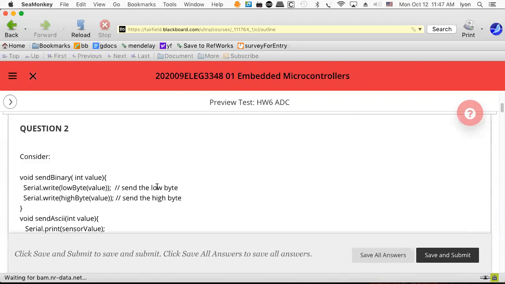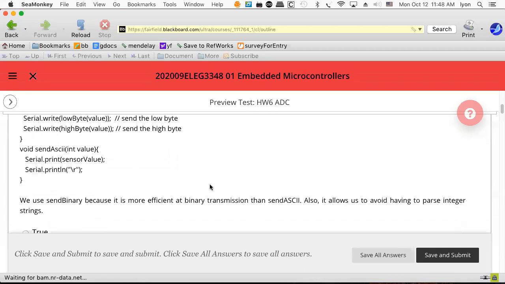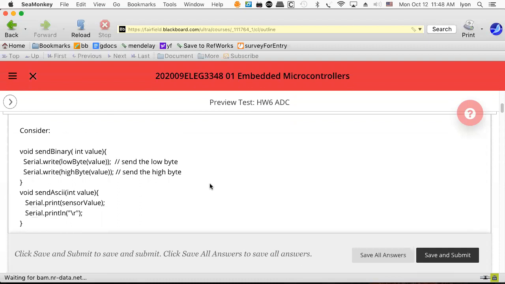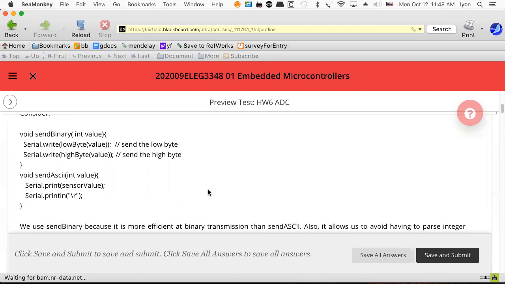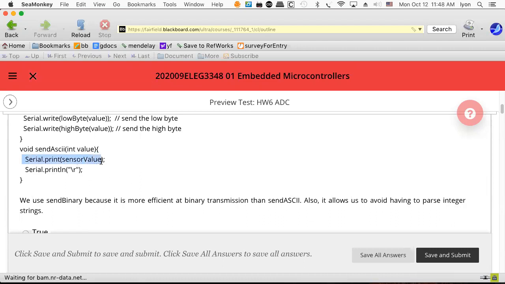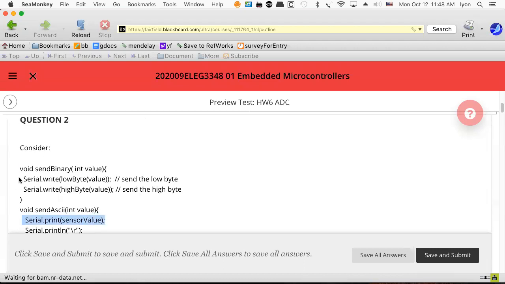So here comes another question. Let's see, send binary. So we saw the send binary thing, and now it looks like it's taking value low byte and then taking value high byte and writing it out to the serial port. And so it's doing it, I would call it numeric values, one byte at a time. This is how we send ASCII to the serial port. This is how we send the numeric values out to the serial port in binary.